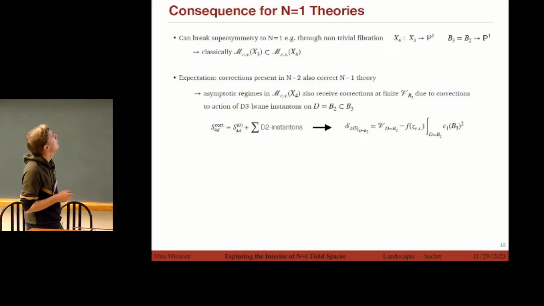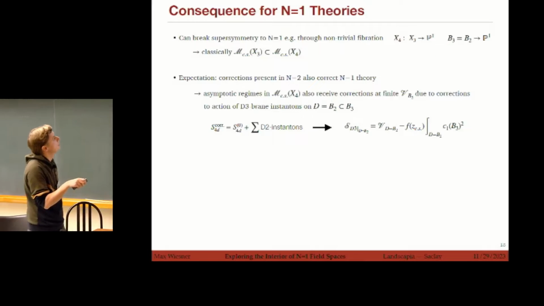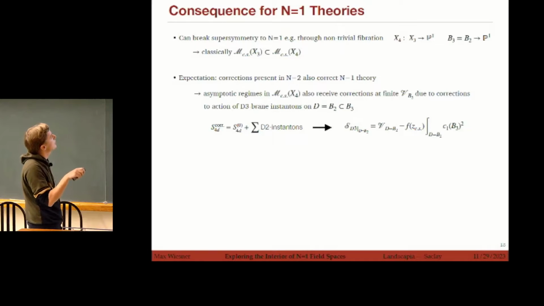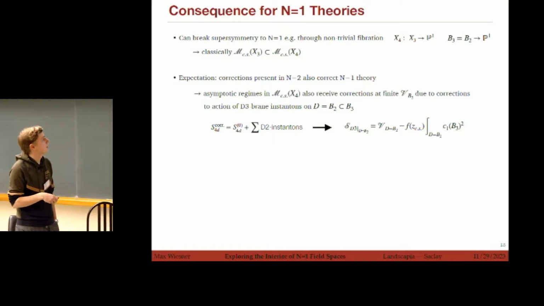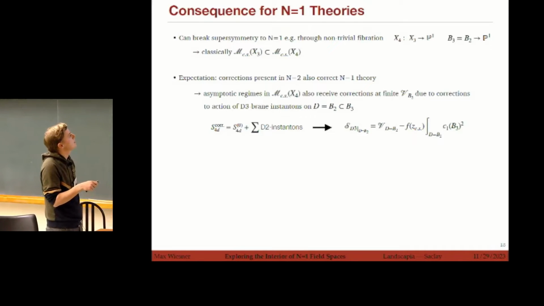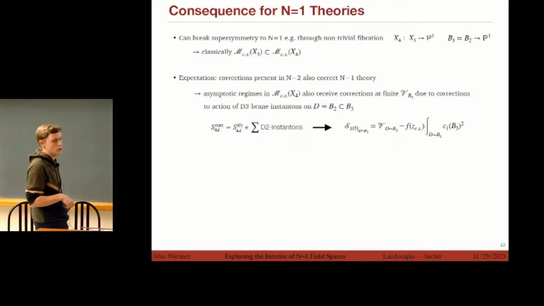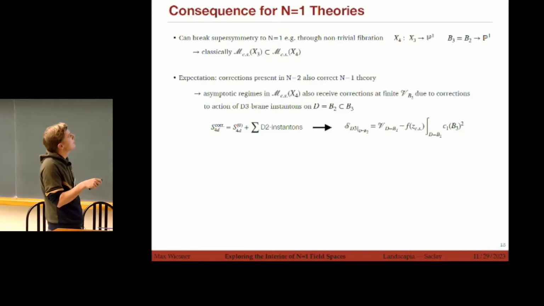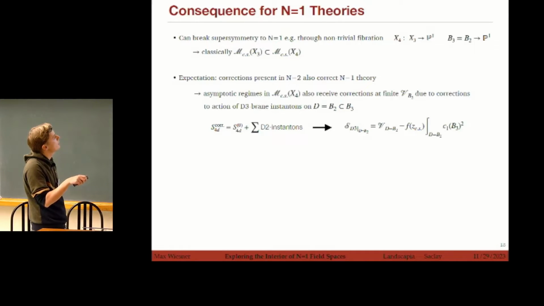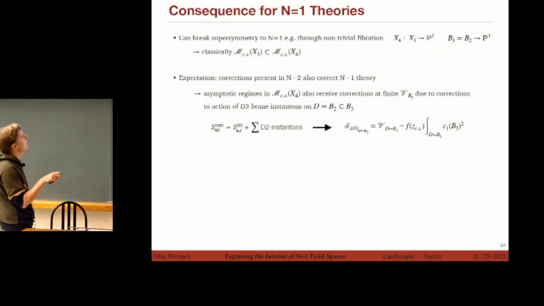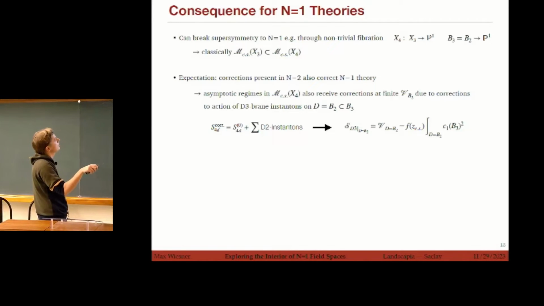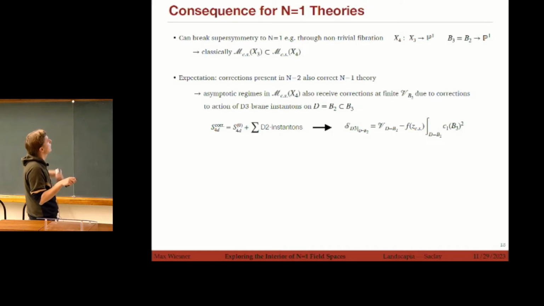We can now break supersymmetry to N=1, for example, through a non-trivial fibration over some P1. Then, at least classically, we would expect that the complex structure sector of X3 is part of the overall complex structure sector. The expectation is also that the corrections that are present already in N=2 should not suddenly disappear if we break to N=1. So this would mean that asymptotic regions in the complex structure sector of X4 also receive corrections at finite volume of B2, which is now the fiber, due to corrections that I would now interpret again as D3-brane instantons on the divisor that is just the fibral divisor, which previously was just the base of the Calabi-Yau.